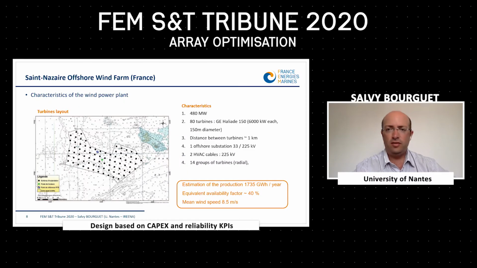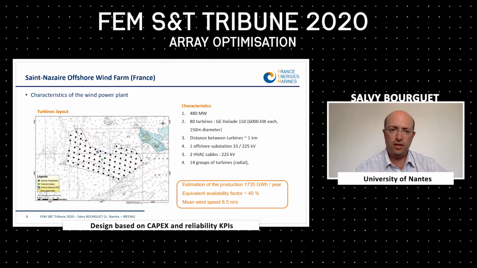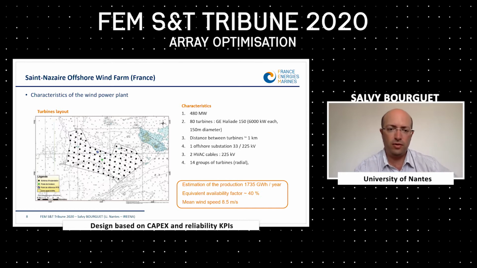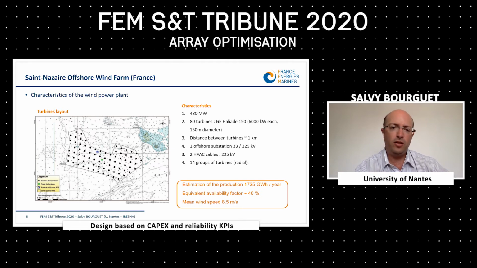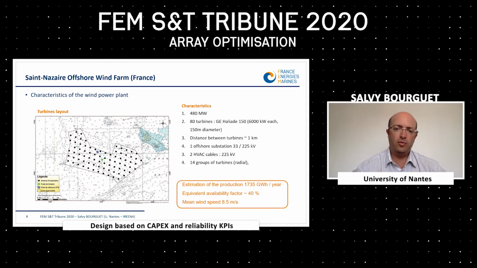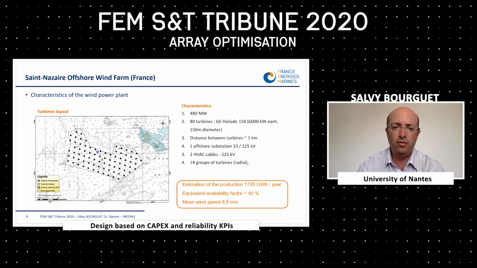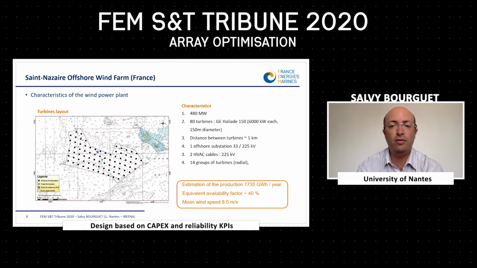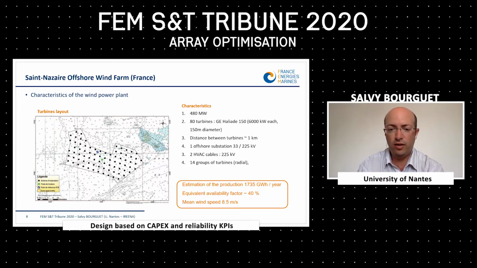In this one, we can have a look at some case study as we've done it on the Salvy offshore wind farm, which is ongoing right now. Just a quick presentation. It's a 480 megawatts farm with 80 turbines, which will be 6 megawatts each, and the distance between the turbines is around 1 kilometer. There is only one offshore substation based on 33 to 225 kilovolts, and the link to the shore is done with the 2 cables on HVAC technology.